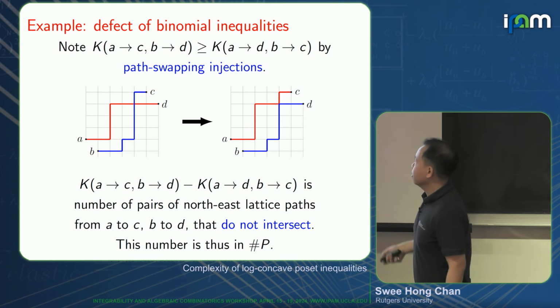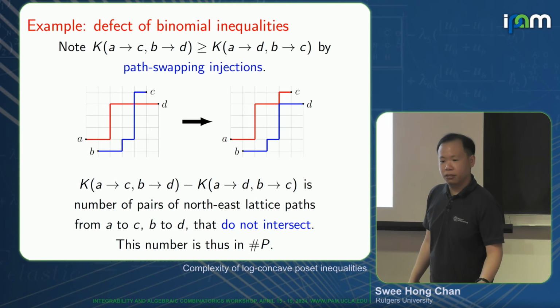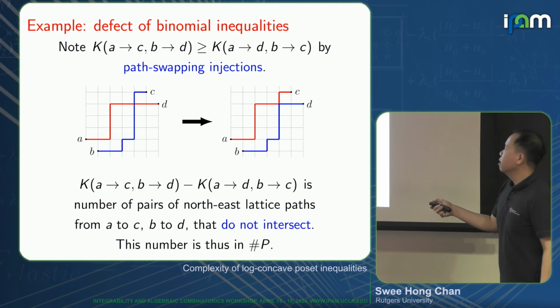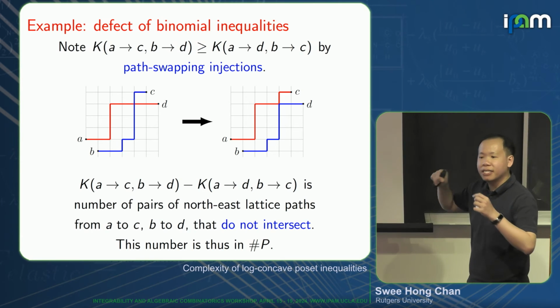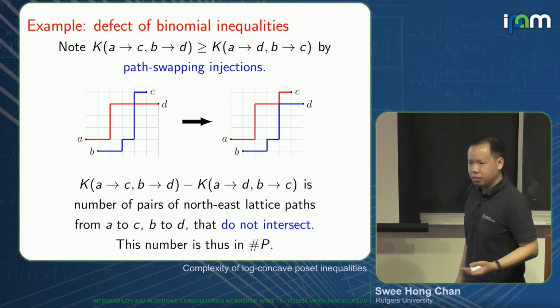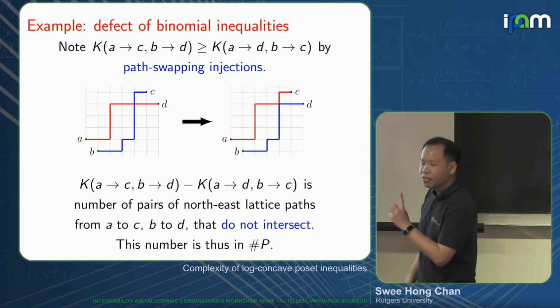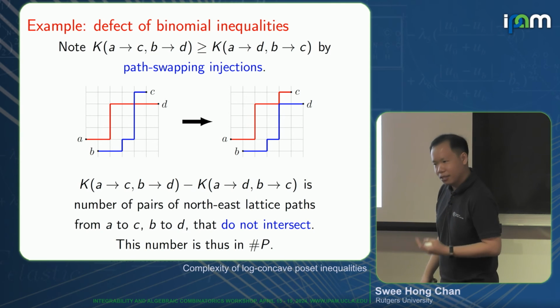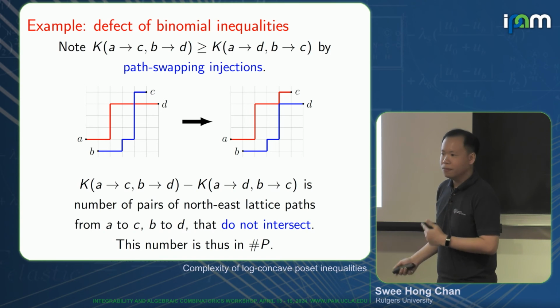In fact, not only that, because of this proof, you can see that the difference actually has a combinatorial interpretation. The difference is exactly the number of pairs of these lattice paths that do not intersect at all. It's a combinatorial interpretation. In particular, this is in #P. So this is the first example of an inequality that we have seen, and this is exactly in #P. Any questions so far about this inequality?